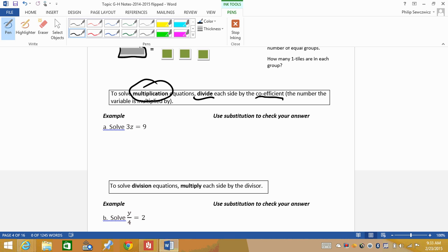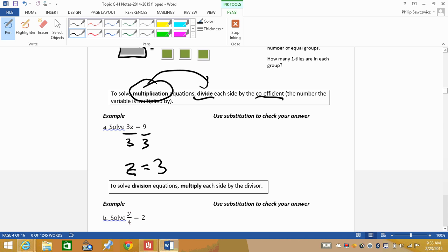Now, all you really want to remember is it's about doing the opposite. So what's going on between the 3 and the z? Well, they are multiplying. So to undo multiplication, we divide. Now, how we show our division, and this is something we've been working with for a while there. How do we show division? We use your good friend, the fraction bar. So we need to divide both sides by 3. And the whole idea here is 3 divided by 3 is 1. So we have our 1z all by itself. And we solve on the other side, 9 divided by 3, and that is 3.